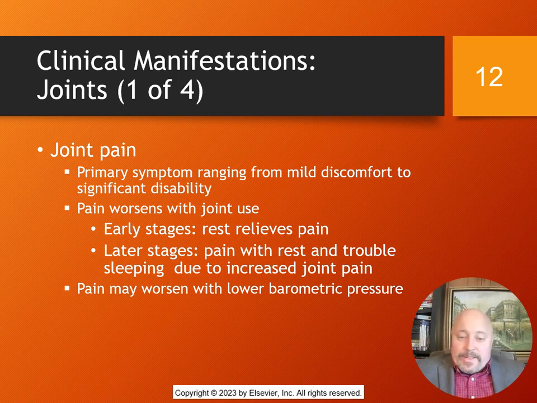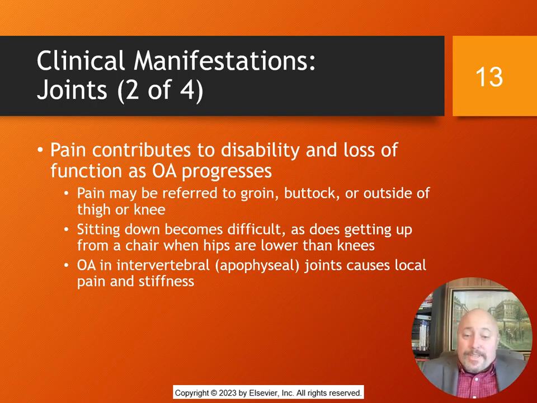Have you ever heard that cliche, that old guy who can tell it's going to rain, he can feel it in his knee? Well, that's what he's talking about. He can feel the pressure changes in his injured arthritic knee. Pain contributes to disability and loss of function as that osteoarthritis progresses. Pain may be referred to the groin, buttock, or outside of the thigh and knee. Sitting down becomes difficult, as does getting up from a chair when hips are lower than knees.